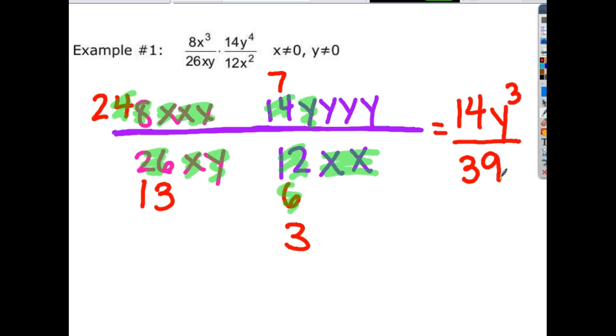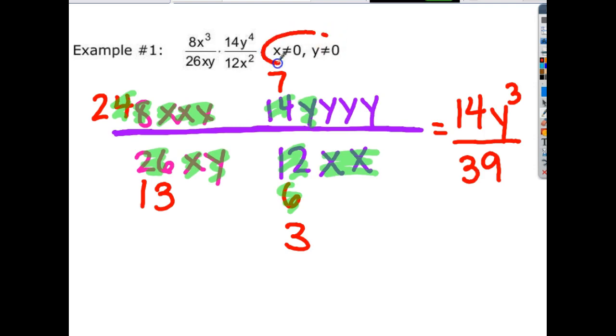Look at this final answer right here. Is there anything right here that can be reduced some more? Because sometimes when you're doing the problem, you miss some of the reducing, so you always check your answer and make sure that it is reduced completely.